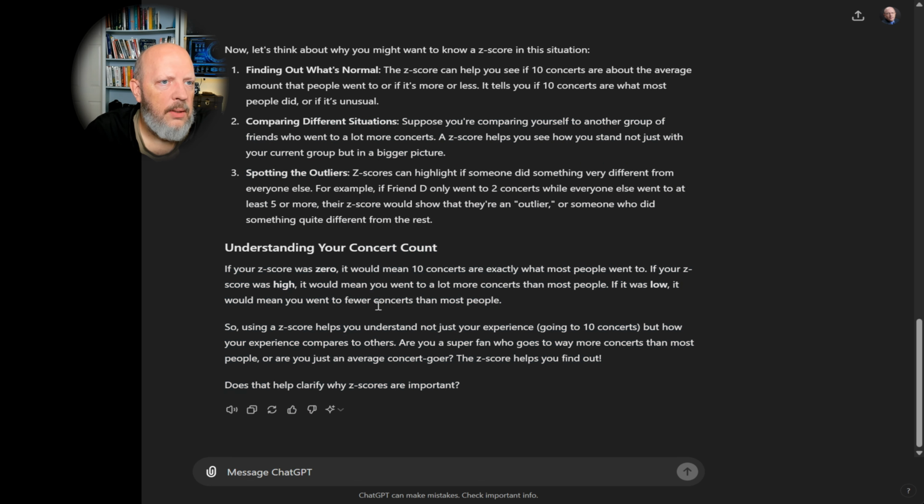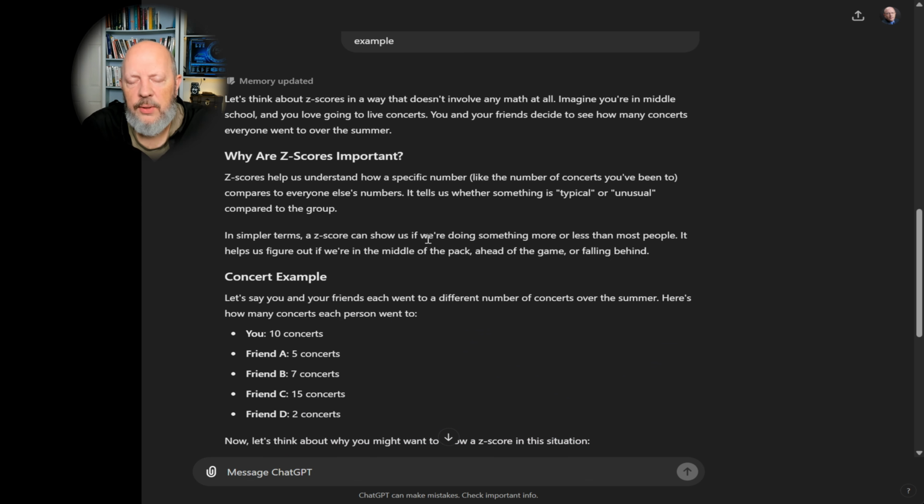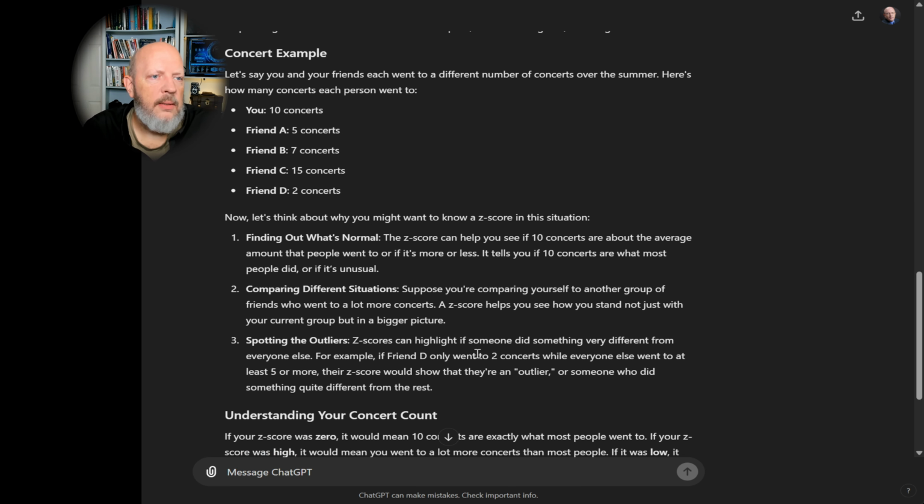Using a z-score helps you understand not only that you went to 10 concerts, but how your experience compared to others. Are you a super fan, or are you more like me, who doesn't ever go to concerts? That's kind of what a z-score is. A z-score gives you a standardized way of comparing numbers using standard deviation.